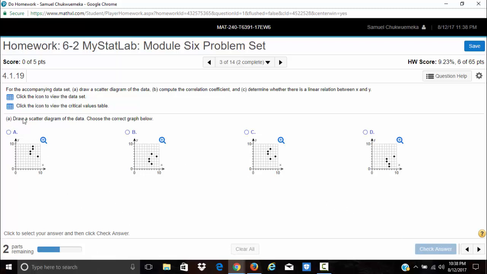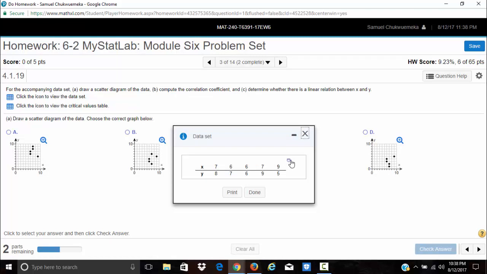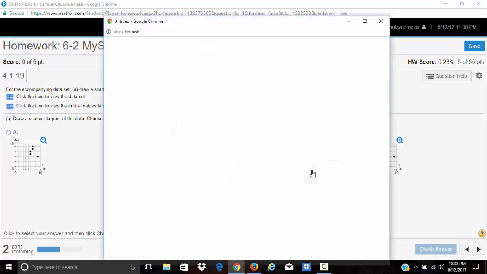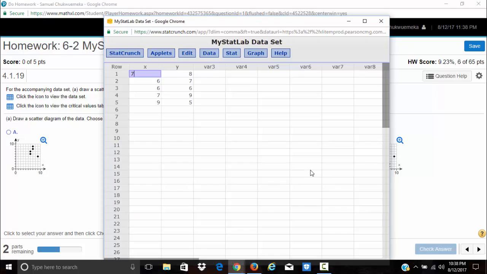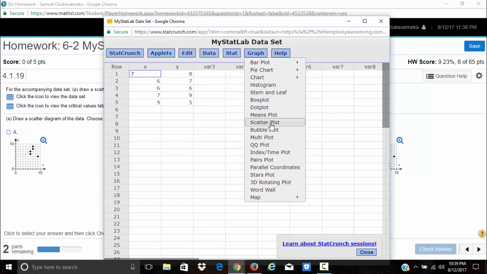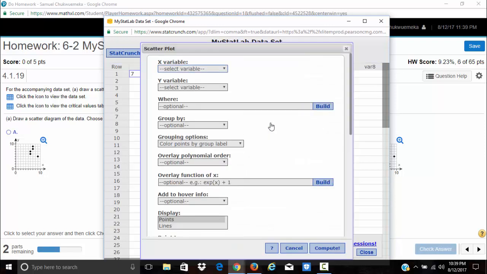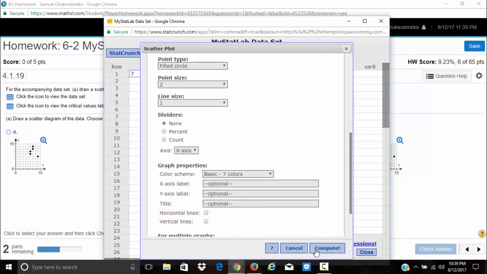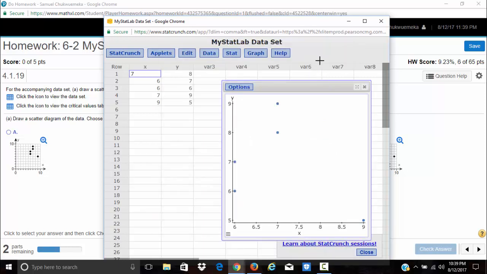So to draw a scatter diagram, click the icon to view the data set. Then right here, click to copy table, and open it in StatCrunch. Then you go to Graph, and under Graph, you click Scatterplot. For the x variable, select x. For the y variable, select y. And just click Compute.